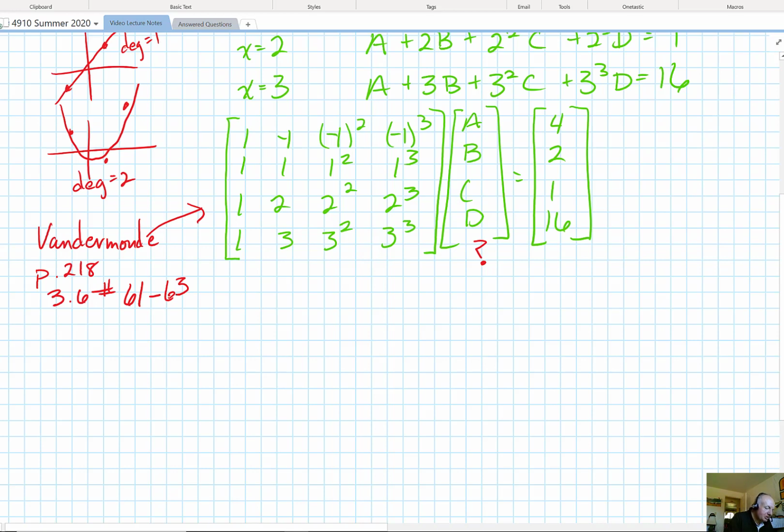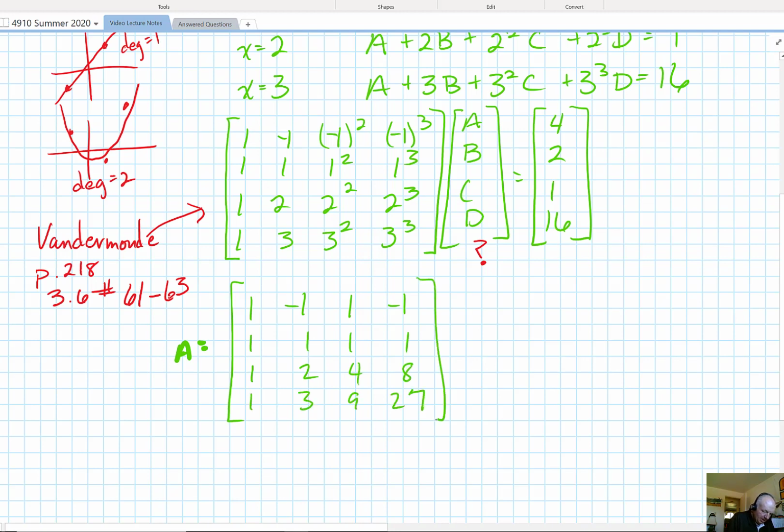But in the end, it just turns into a system, right? It just turns into the A matrix equal to what we have here, and of course we would write it as 1, -1, 1, -1; 1, 1, 1, 1; 1, 2, 4, 8; 1, 3, 9, 27; and then a, b, c, d, and then 4, 2, 1, 16. And then we would solve it.